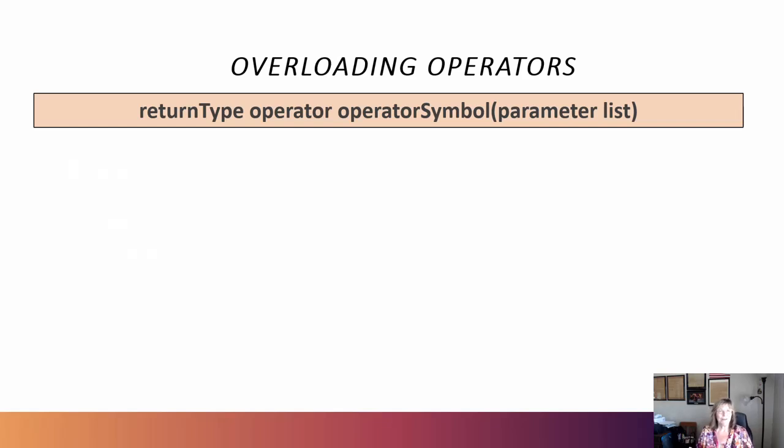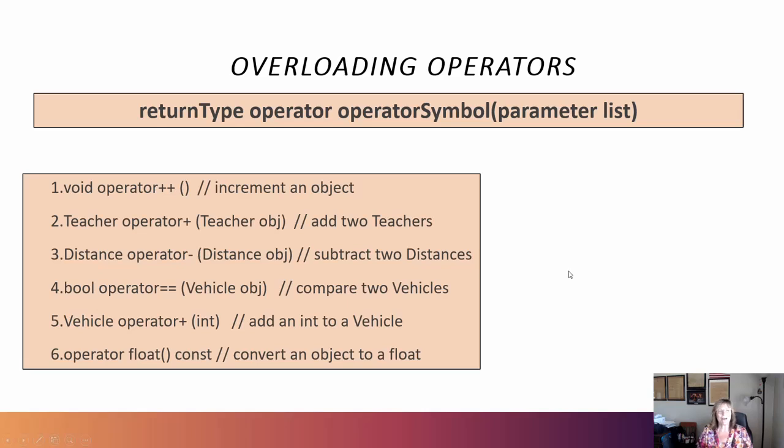All right, so what about overloading operators? This is the format for what it would look like to overload operators. It is a function, so there is some kind of a return type. We're going to use the keyword operator, then we're going to use the symbol of the operator that we are attempting to overload, and then perhaps a parameter list depending upon what we're trying to overload. So here are some examples. I give you 6 examples of what it can look like to try to overload operators.